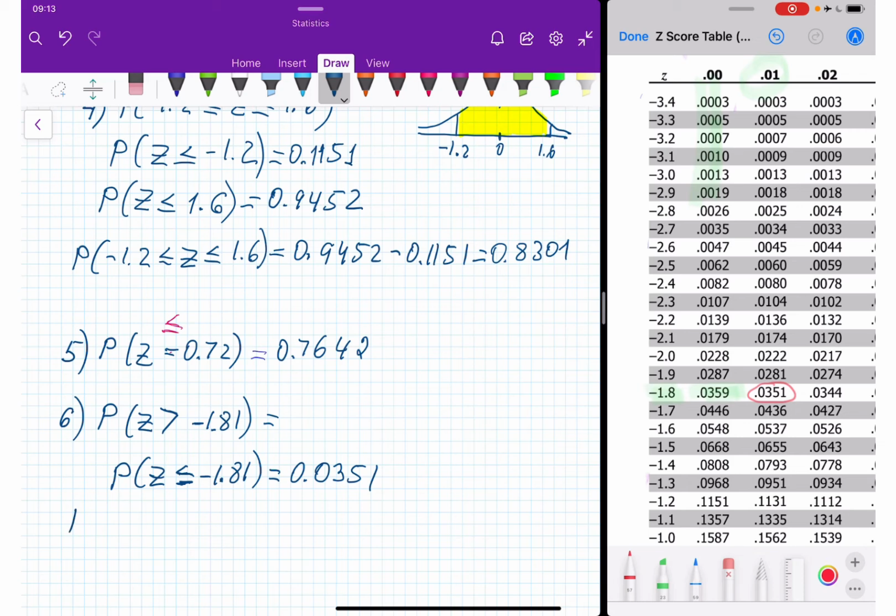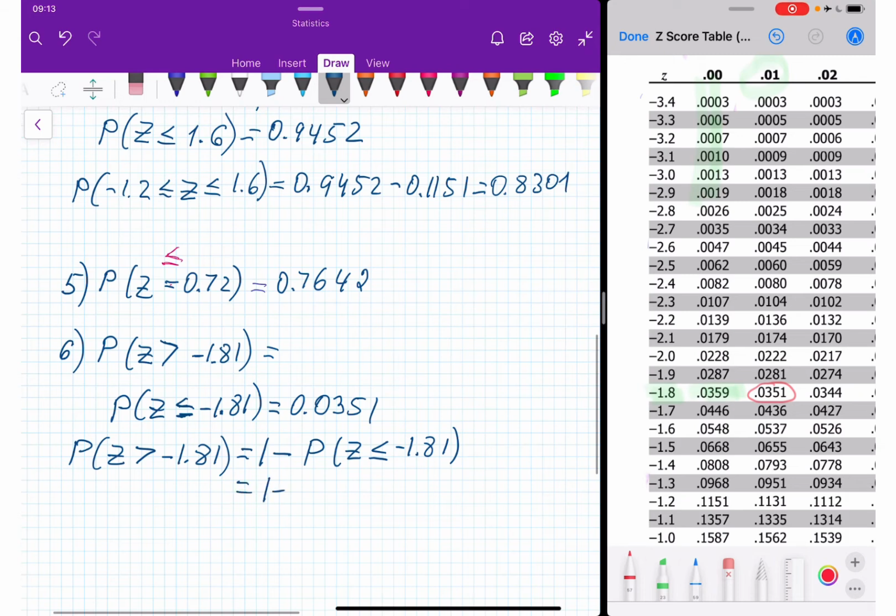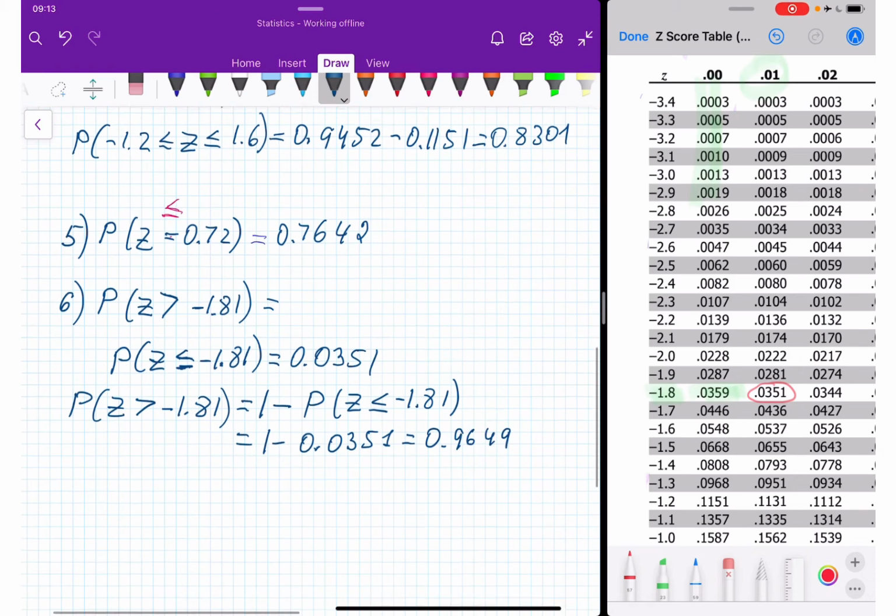So probability for this z-score, we need greater than, right? To the right. That will be equal 1 minus the one to the left. 0.81, which means this is equal 1 minus 0.0351, which is going to be equal 0.9649. Okay. Question number 7.